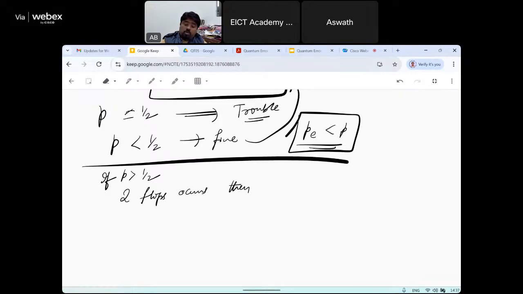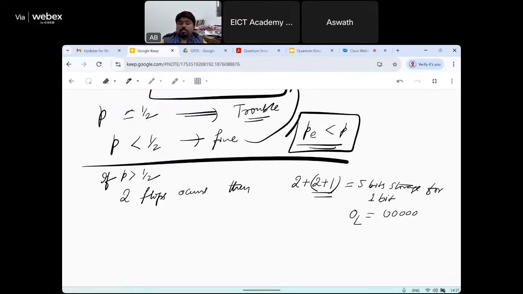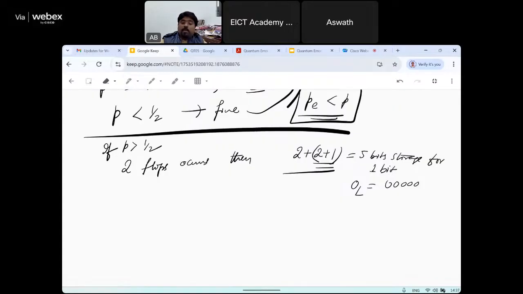then what should you do? You should add 2 extra bits and take 5 bits of storage for one bit stored. For example, the logical 0 would be 00000. It must have, not 6, it's 5. That democracy would help us in this scenario. So this is a simple technique you should always follow.